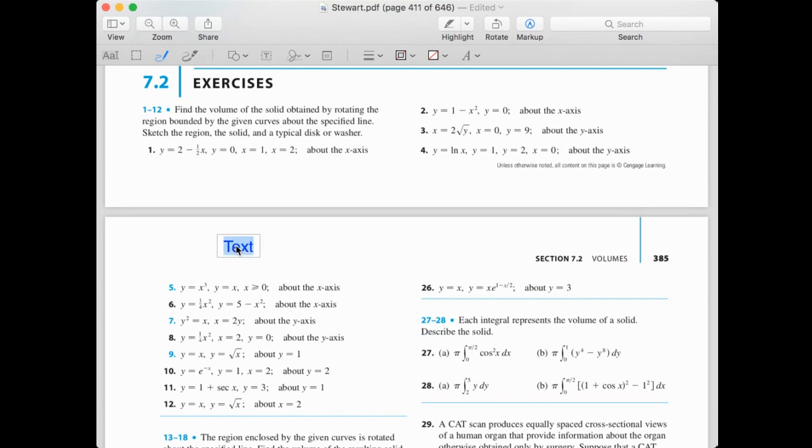Let's try, I'll leave you something. Try 1 up to 8. We need to find the volume of a region rotated about the x-axis or y-axis. Any questions?